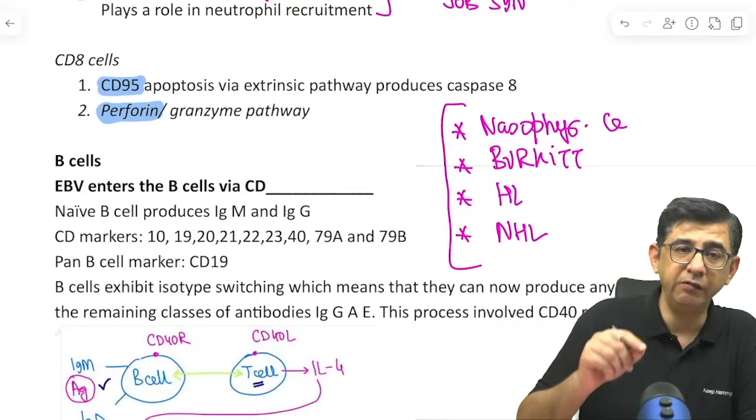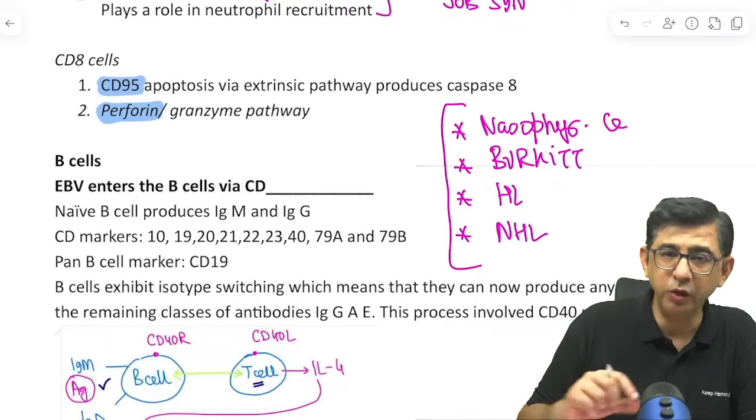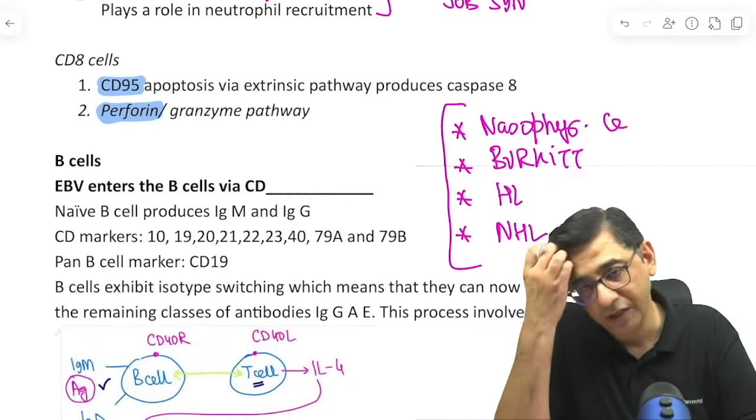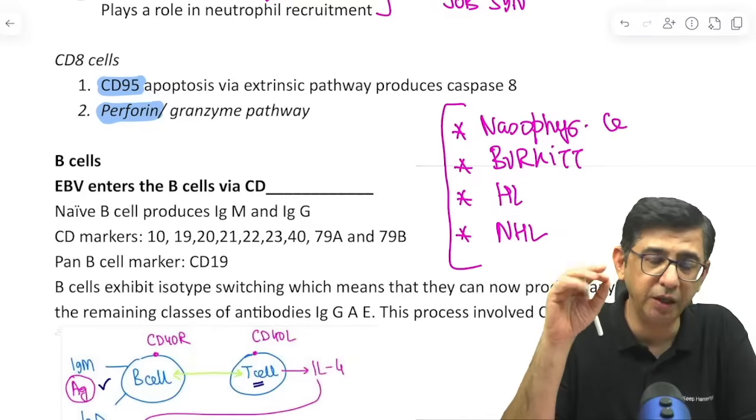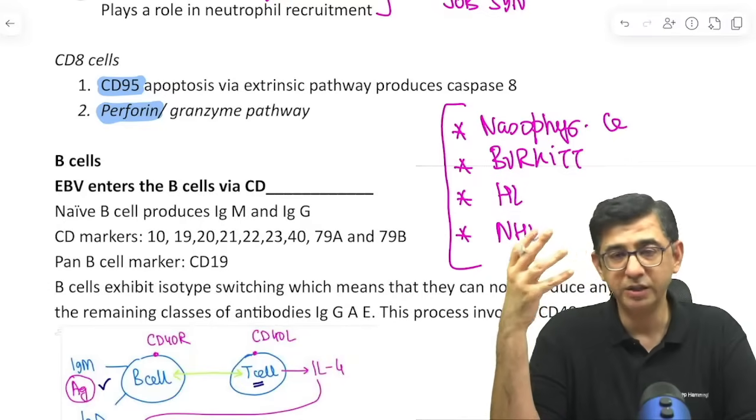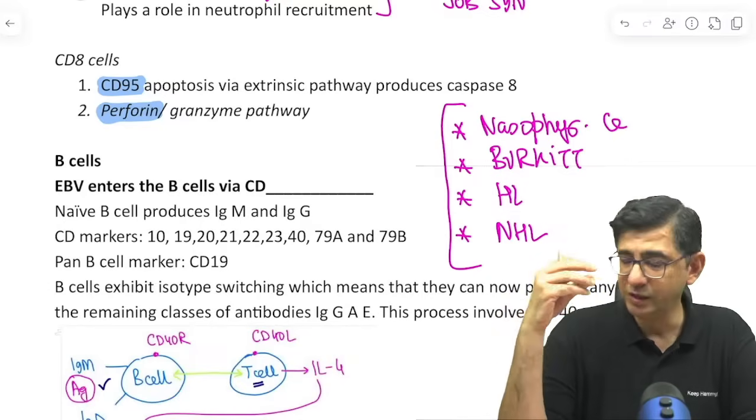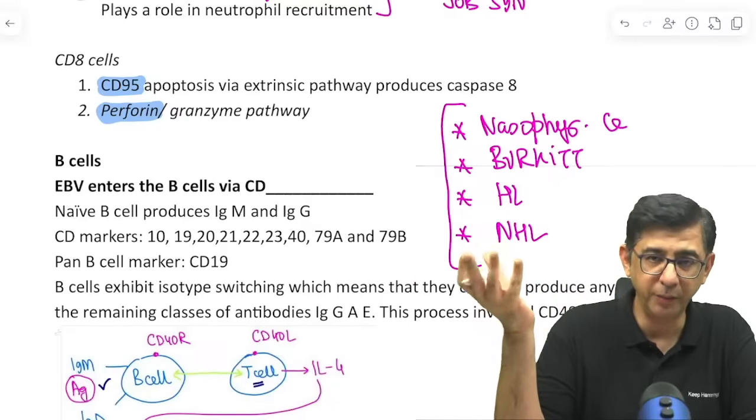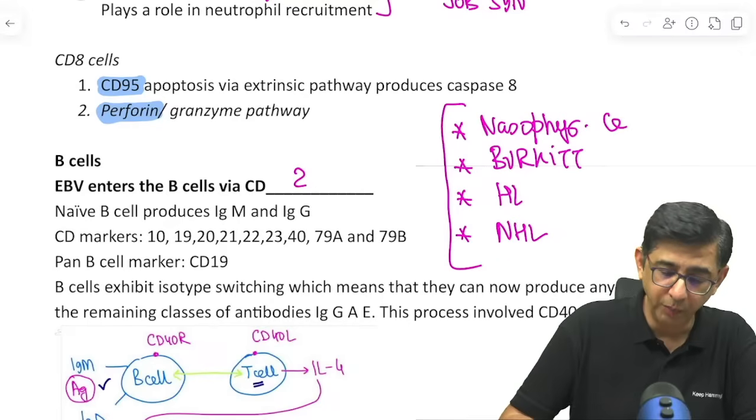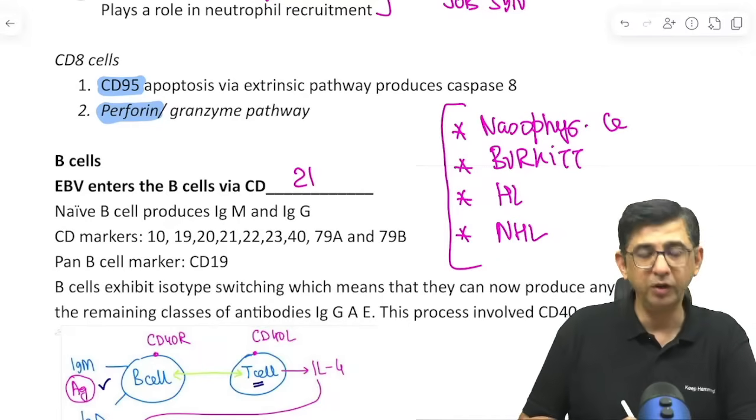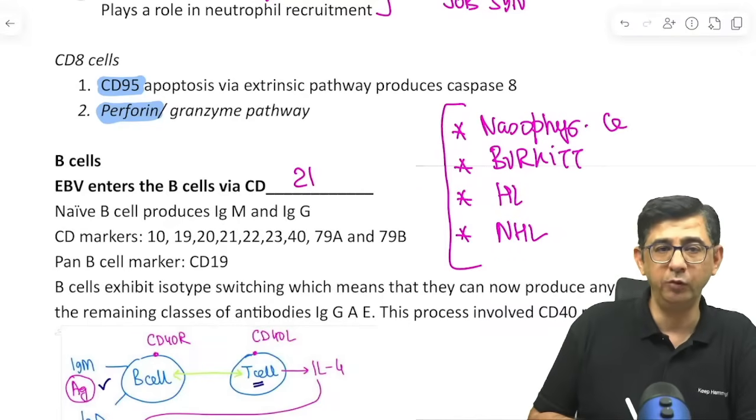It will enter the B cell and hijack the nucleus. Epstein-Barr virus is literally going to hijack the command center of the cells, the nucleus being the command center, and promote abnormal proliferation of cells. Very good. CD21 is the number that I was looking for.